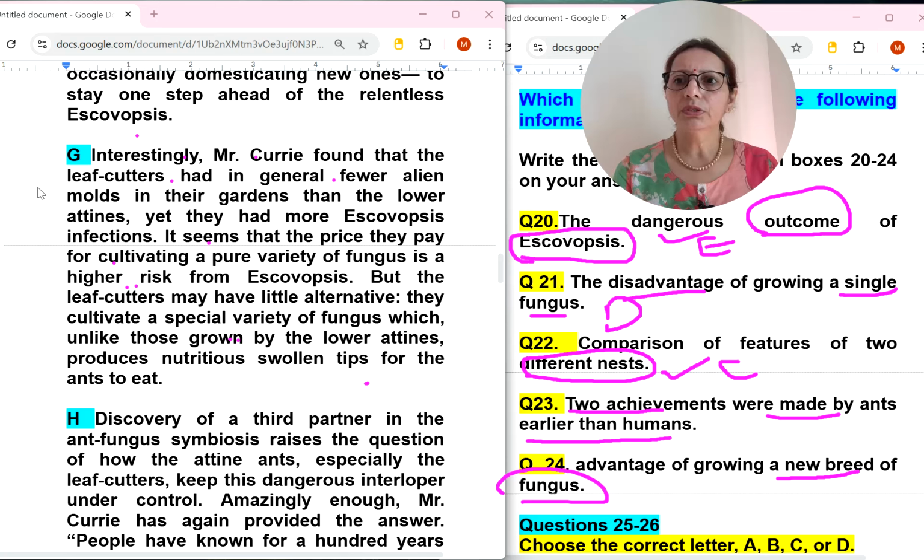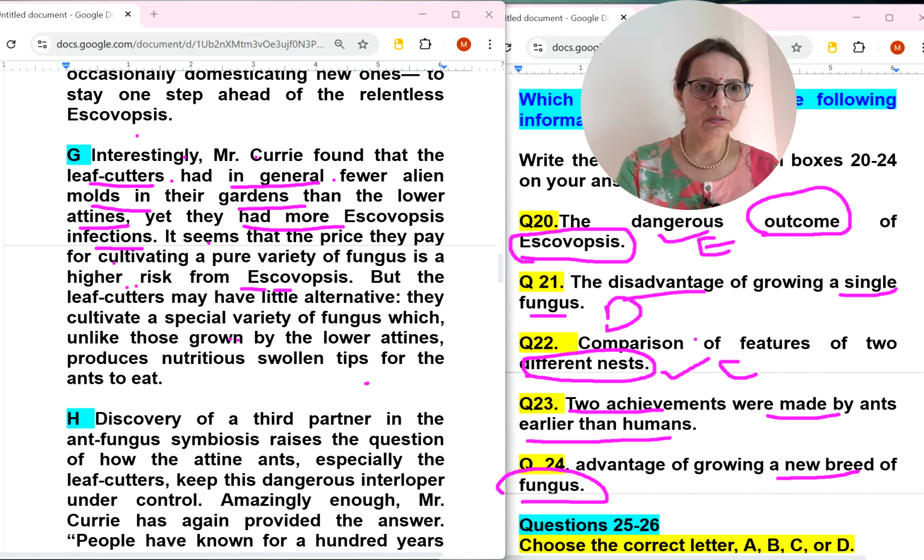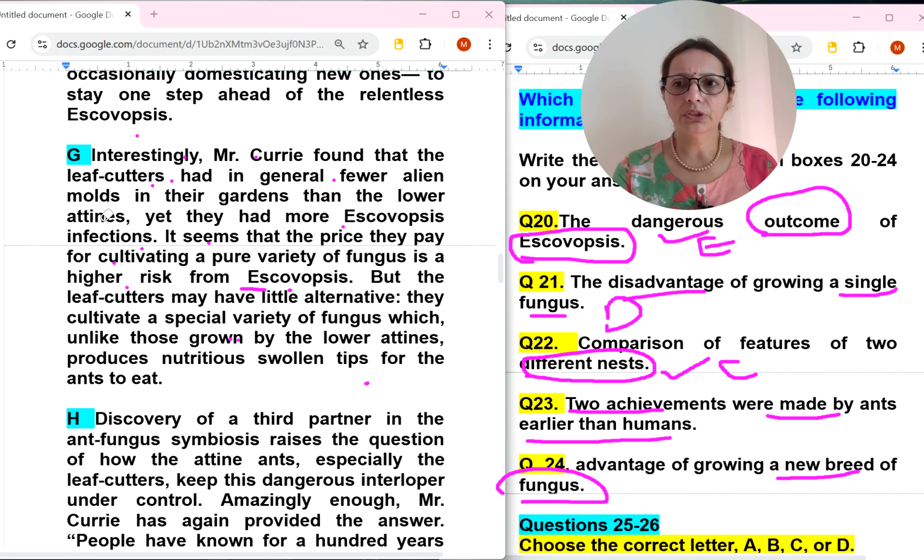G. Interestingly, Mr. Curie found that the leaf cutters had in general fewer alien molds in their gardens than the lower attines, yet they had more infections. It seemed that the price they pay for cultivating a pure variety of fungus is a higher risk from this. This we have already selected, but nothing they are talking like that. But the leaf cutters may have little alternative. They cultivate a special variety of fungus which unlike grown. Okay, so this also gone. It means nothing is there in G number.